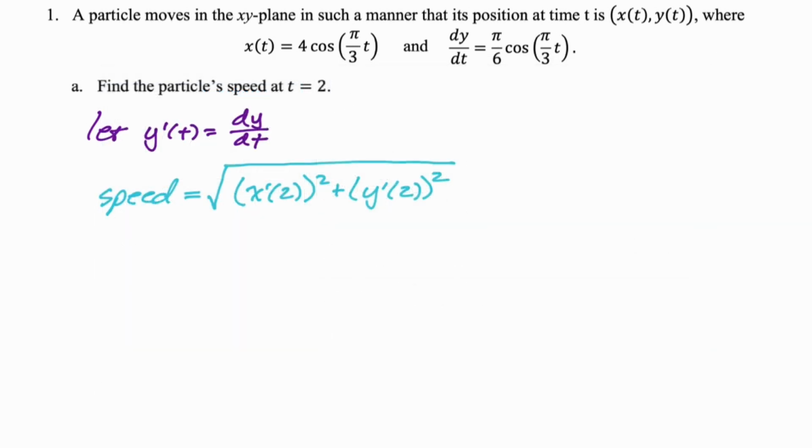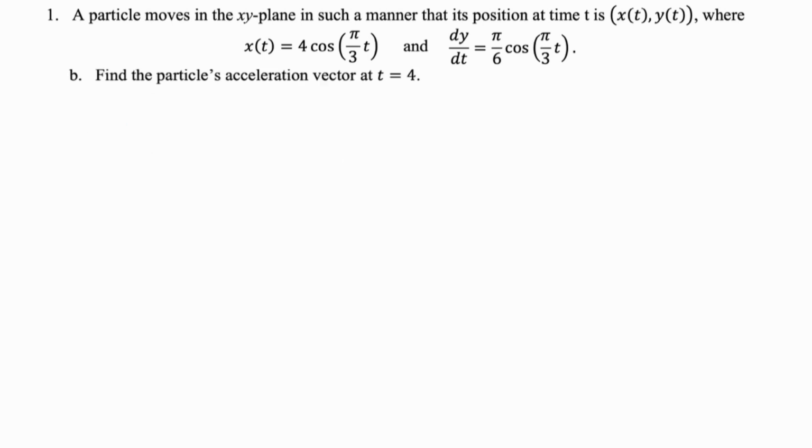So we found that the answer was approximately 3.637. Okay, let's take a look at the next part of this problem. So same setup. We want to find the particle's acceleration vector at t equals 4. So acceleration is the derivative of velocity. I'm going to write that down.